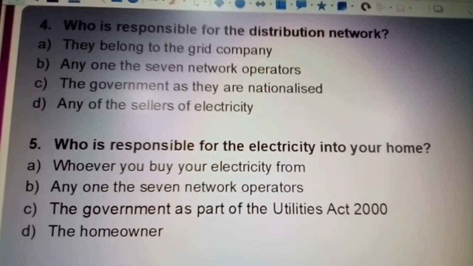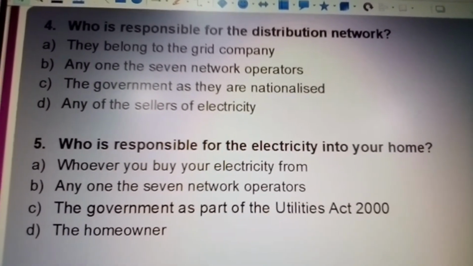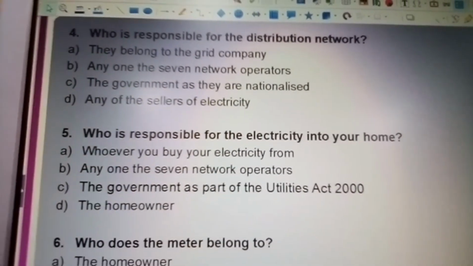Make sure you can see the question, so there's nothing for you to say, well, we couldn't see the question, so we couldn't answer it. I don't want any excuses. Answer the questions.